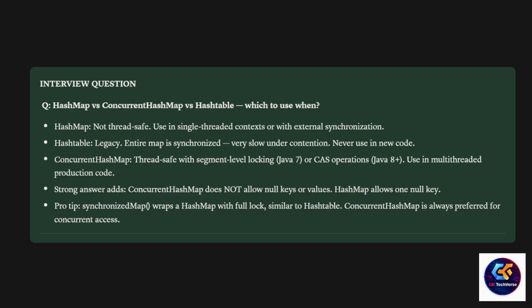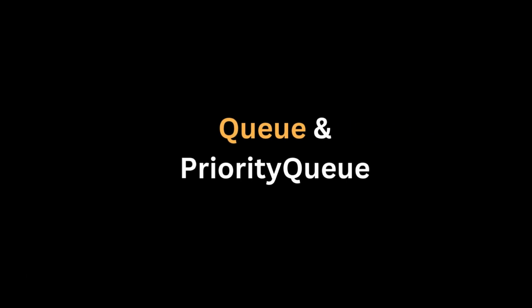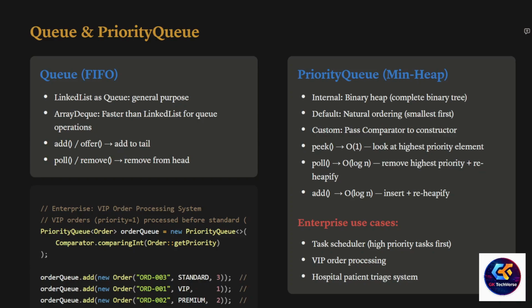Now we'll see Queue and PriorityQueue. Queue is a first in first out data structure, which is FIFO. The first element added is the first one processed. But PriorityQueue breaks the FIFO rule, where elements are ordered by priority. We can set the priority, and based on the priority the order will be maintained, not insertion order. Internally, it's a min heap.